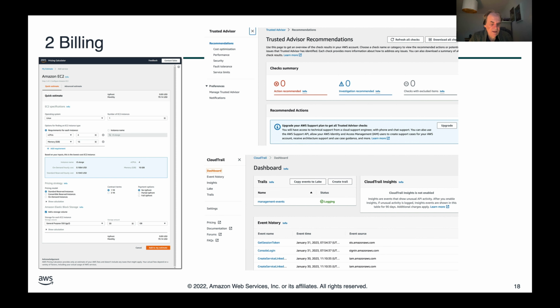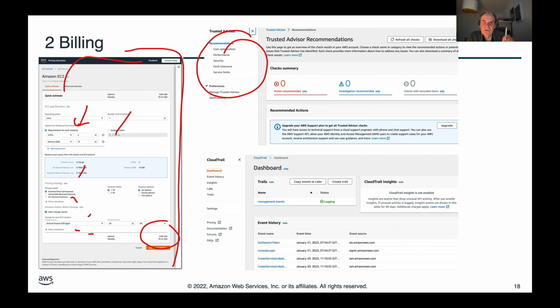When it comes to billing, we have our billing calculator, and in there we can actually add lots of options, and then we'll get a costing estimate for our compute requirements. Trusted Advisor is here, so this is what we just saw earlier: cost optimization, performance, security, fault tolerance, and service limits. And this will give us our recommendations from them.